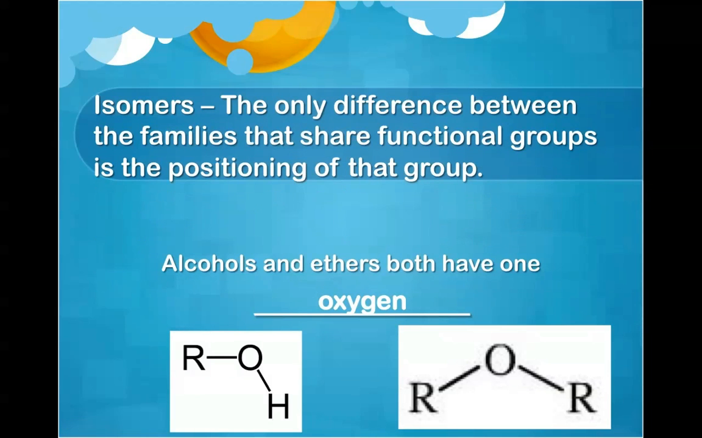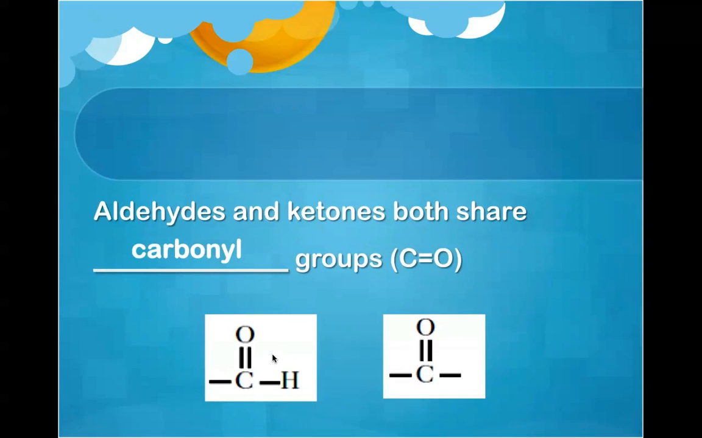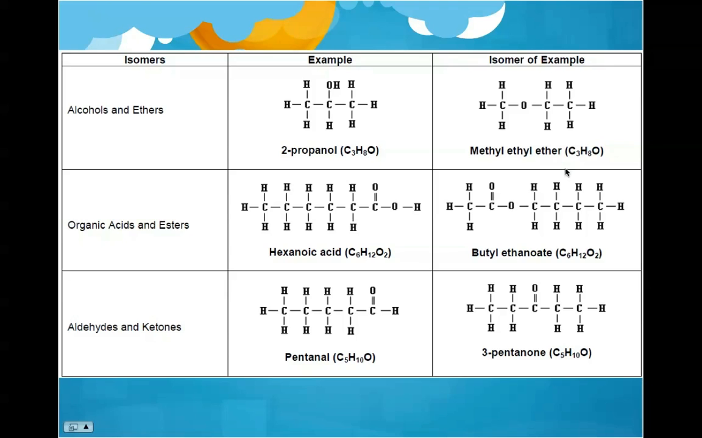All right, one thing I just want to point out is these different functional groups can be isomers of each other. Alcohols and ethers both have 1 oxygen. They would have the same molecular formulas, different structural. Organic acids and esters are also isomers of each other. They both share carboxyl groups, which is the COO. And finally, aldehydes and ketones both share the carbonyl group, which is the carbon double bonded to the oxygen. And here are some examples. You don't need to draw this all down, they have the same molecular formula, but they have different structures. So those are isomers of each other.